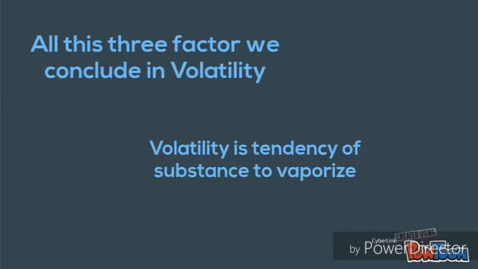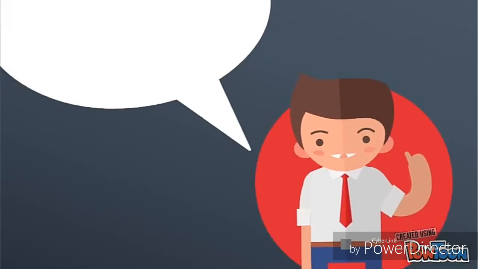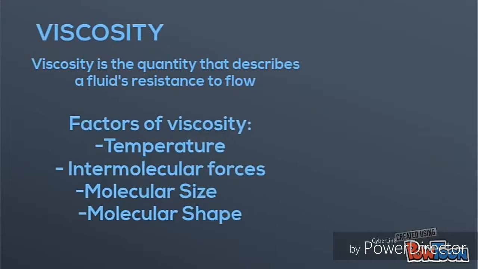All these three factors we conclude in volatility. Volatility is the tendency of a substance to vaporize. Viscosity is the quantity that describes a fluid's resistance to flow. There are four factors of viscosity: temperature, intermolecular forces, molecular size, and molecular shape.